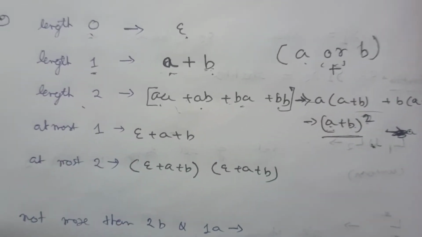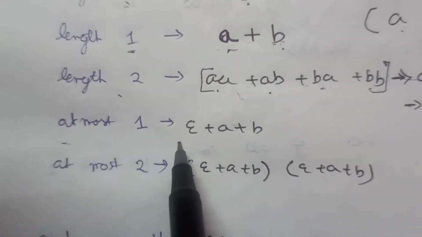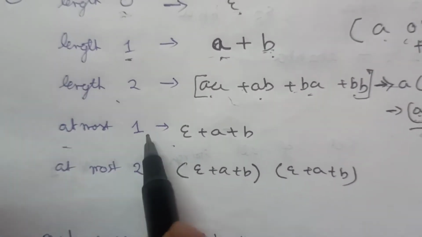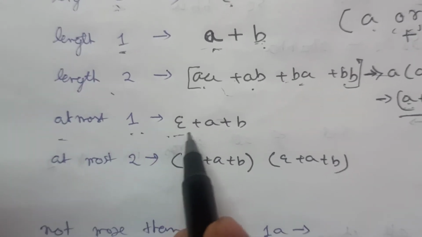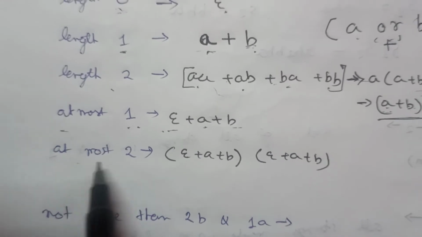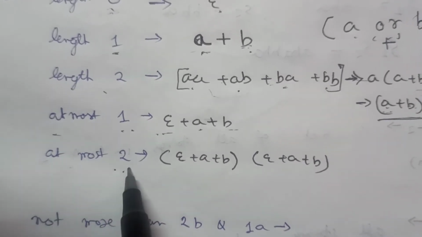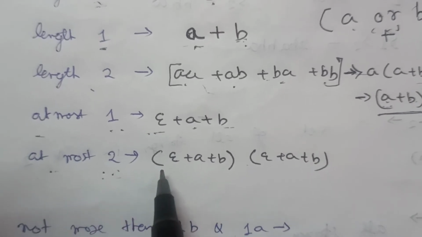And now see, there is another example. Here the length is at most 1. So at most 1 means it can be 0 or 1. For 0 it is null, and for 1 I already know it is a+b, that is a or b. Now at most 2. Again see, length can be at most 2. So it can be length 0, that is null.